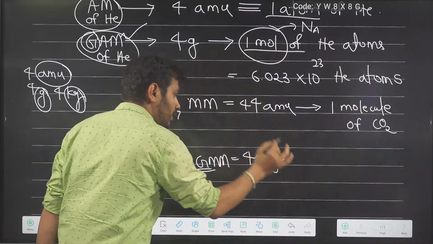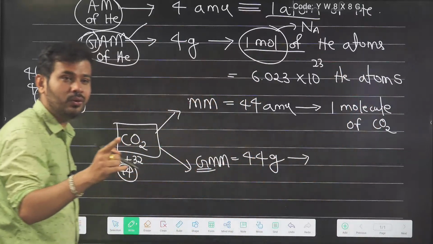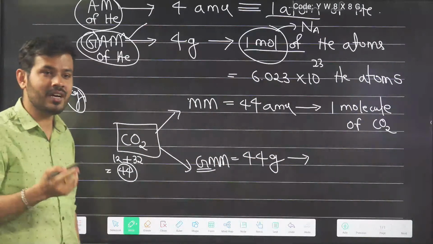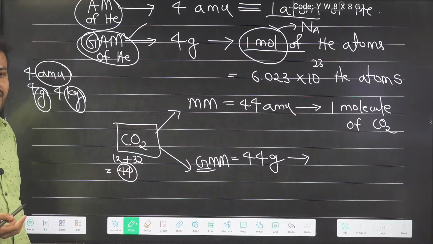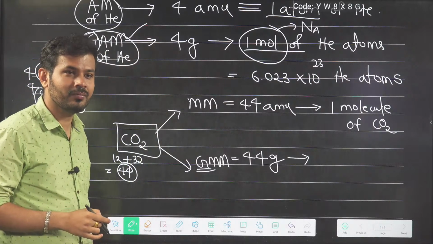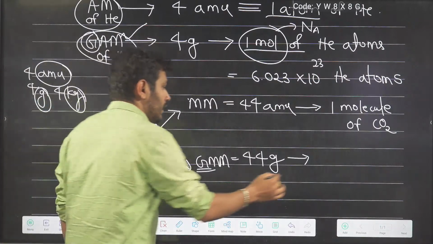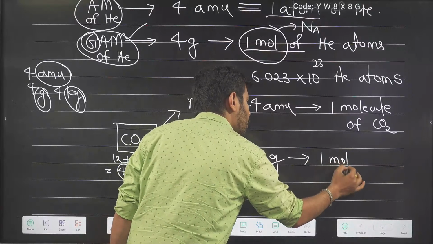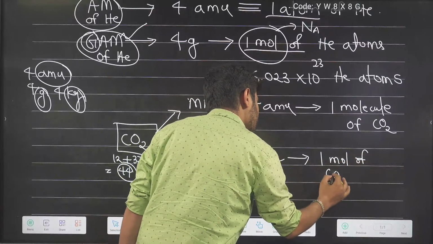Whereas 44 gram means how many molecules? It is not one molecule. 44 gram is how many molecules? Yes, 1 mole. Very good. It is 1 mole of CO2 molecules.